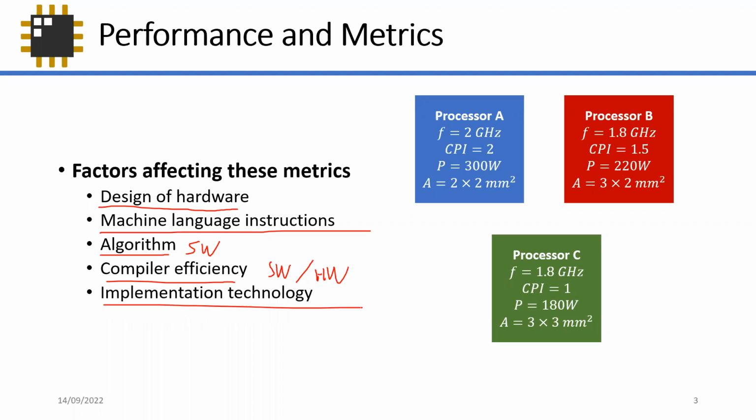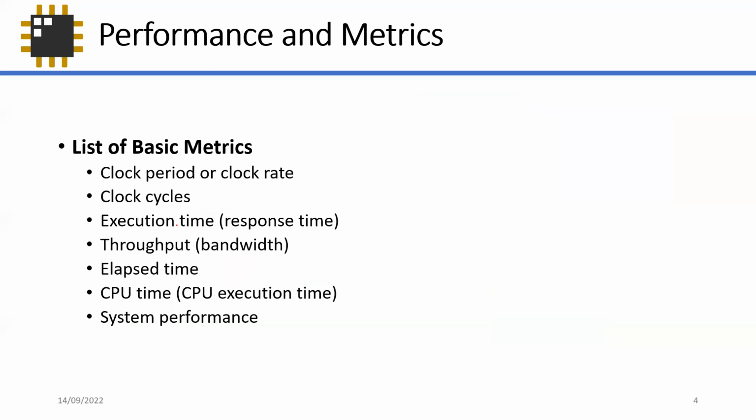Okay, but for our purposes in this class, we'll be mostly looking into these two: design of hardware and the machine language instructions. Compiler efficiency and algorithms are much more for CS people. Implementation technology should also be part, but let's say it's a bit more for a graduate class because there are a lot of things that you have to consider there and too many setups. So at least for our class, we'll be focusing on this.